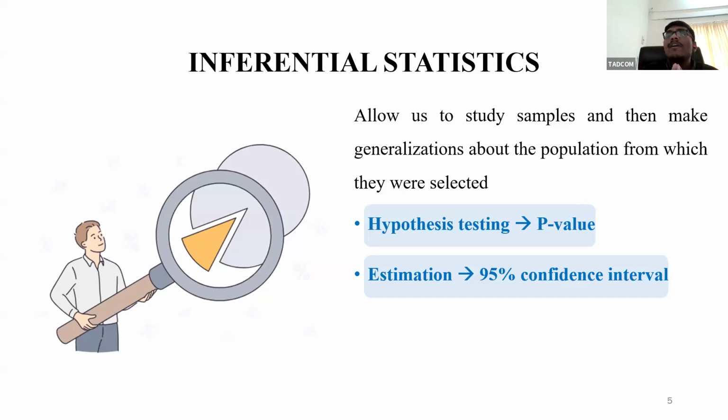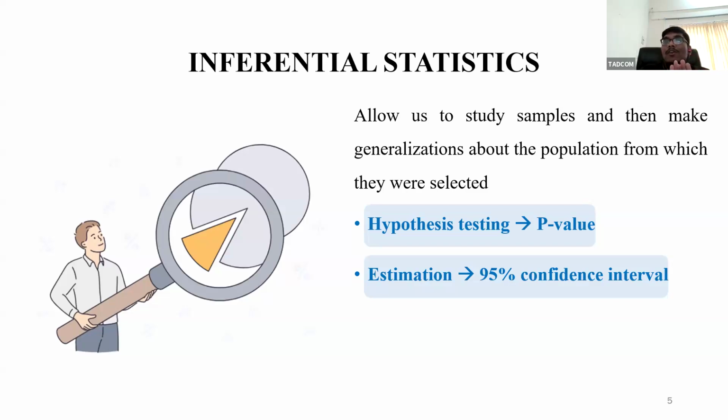So whenever you hear the term inferential statistics, only two things have to come to your mind. One is the p-value, the second one is the 95% confidence interval. These two are the only measures of inferential statistics. The measures of association which we saw earlier, odds ratio, relative risk, prevalence ratio, are not inferential statistics. They are just measures of association.